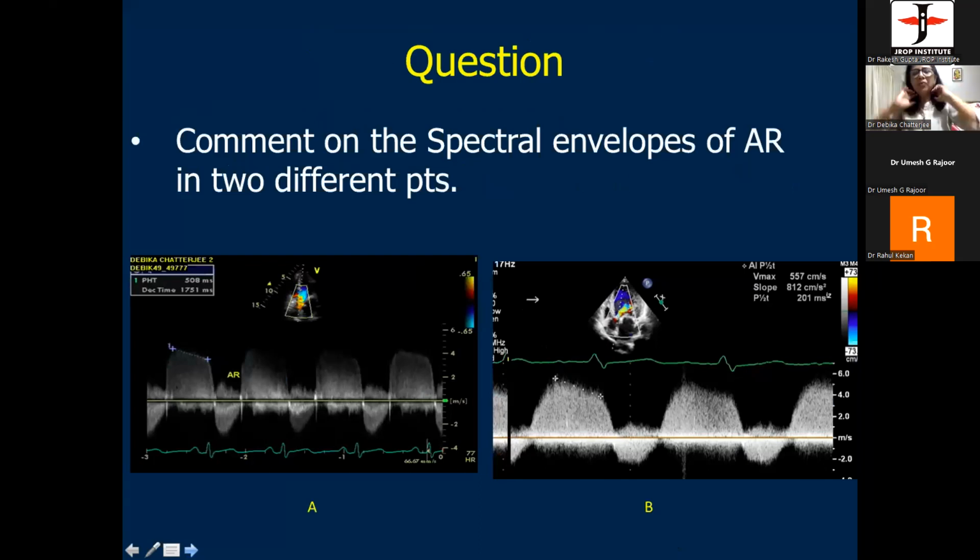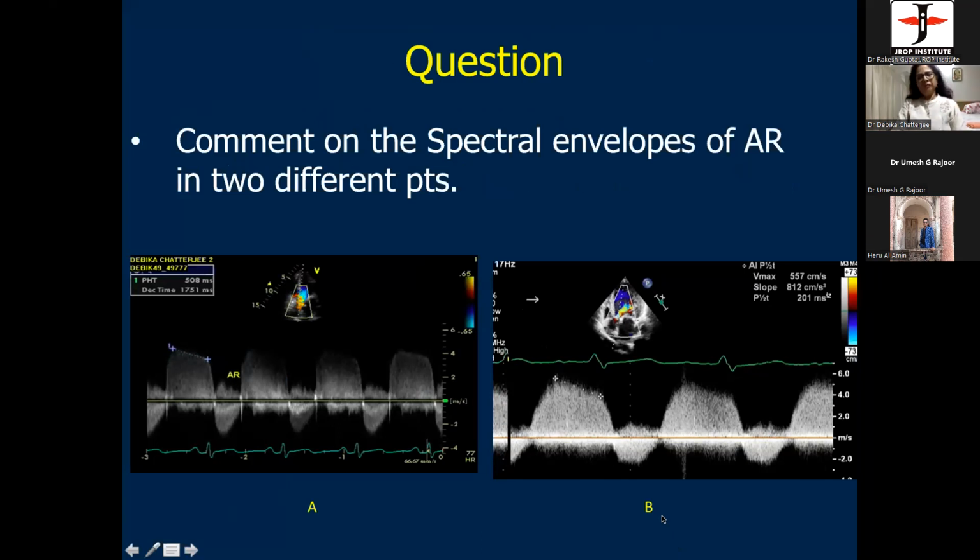Again, a similar question which I asked for MR, I'm repeating this for AR. Who is going to take this? Sirisha. Good evening, ma'am. Good evening. Comment on the spectral envelopes of aortic regurgitation in these two different patients, patient A, patient B.